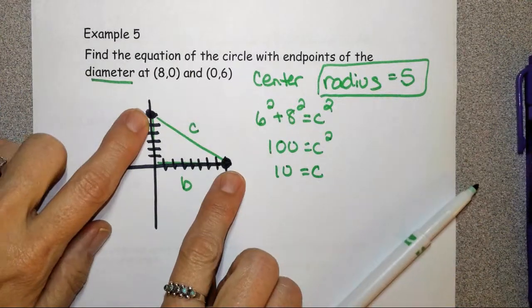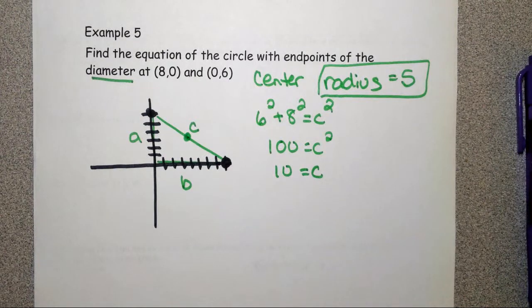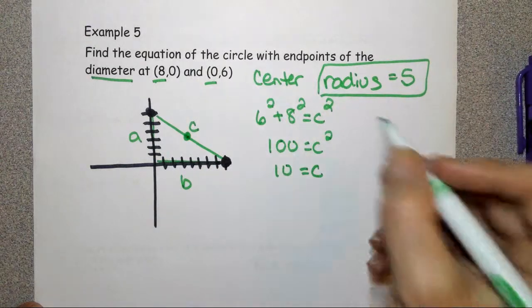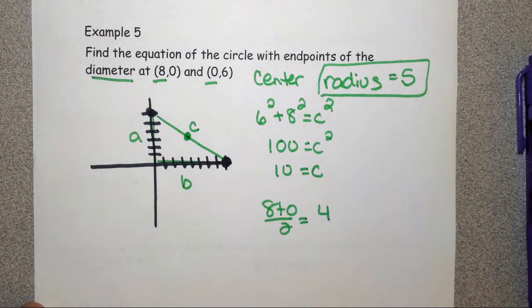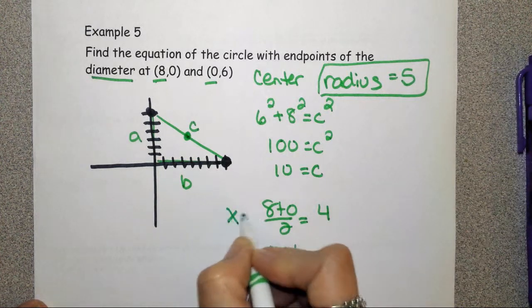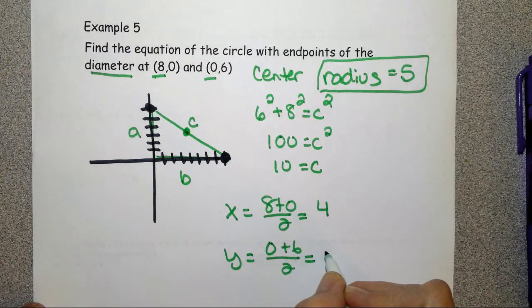In geometry, a long time ago, you learned how to find the midpoints. Would you agree the middle of these 2 points is going to be the center? Yes. Okay. Do you remember how to find the midpoint? It's really easy. I just add the x's and divide them by 2 because I want the middle of them. So if I add 8 plus 0 and divide it by 2, my x coordinate is going to be 4. And I'm going to add the y's, 0 plus 6, and divide those by 2. And what's that coordinate going to be? 3.